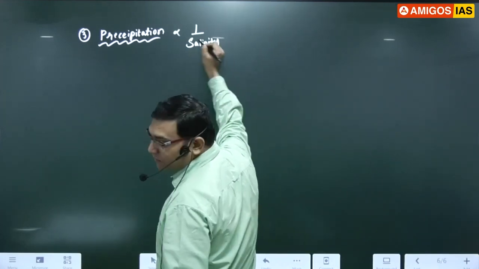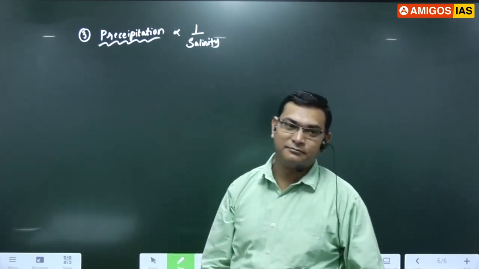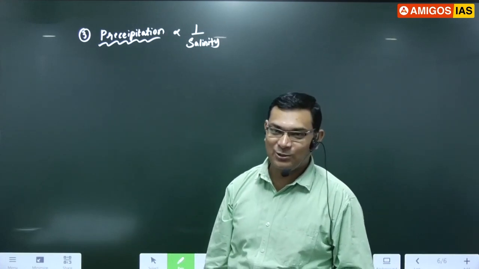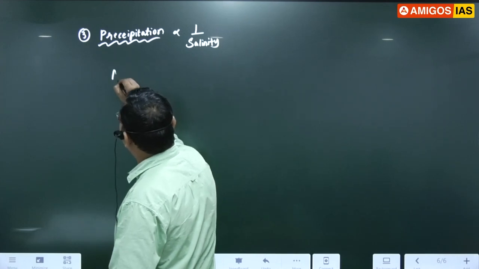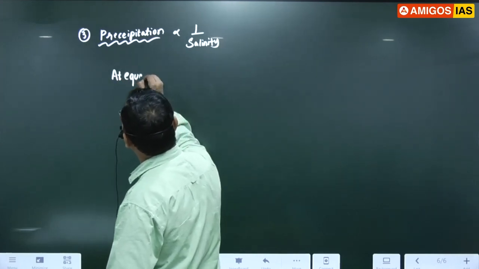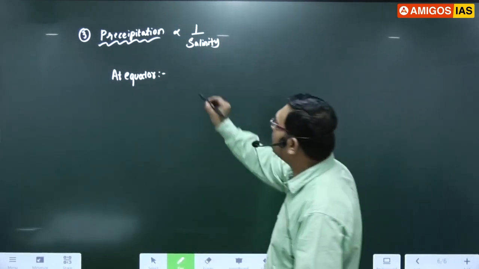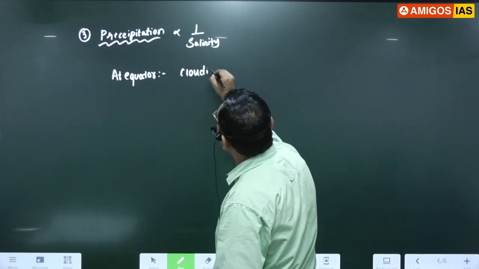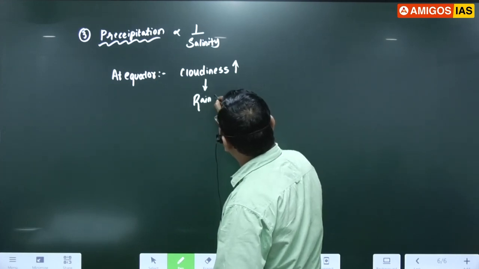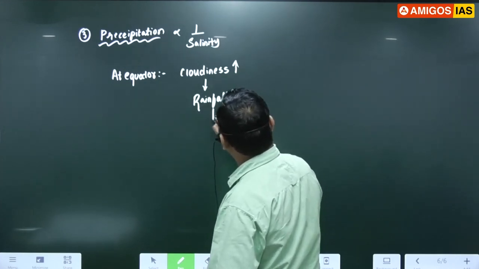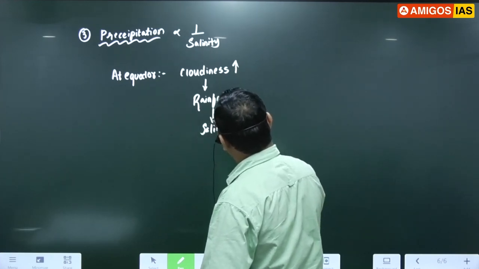Now tell me where the more precipitation occurs. Equator, no? Yes or no? At school you only said? At equator. Okay? At equator, cloudiness is more. More cloudiness, more rainfall. More rainfall, precipitation is more. That's why salinity is less. Agree? All of you agree?